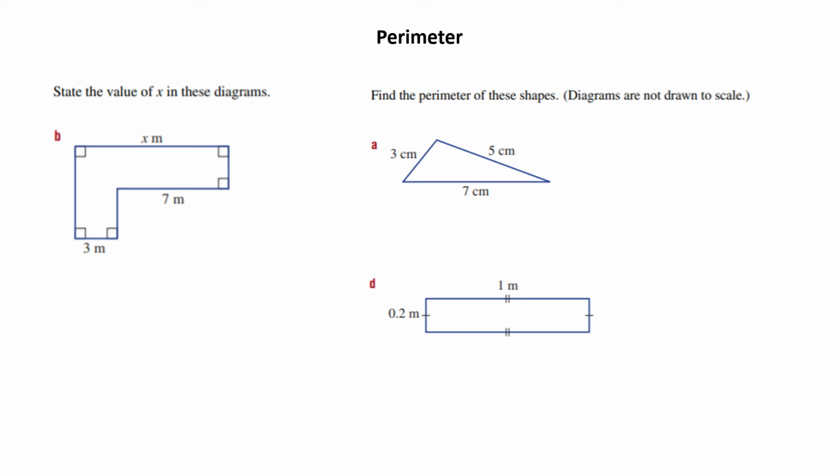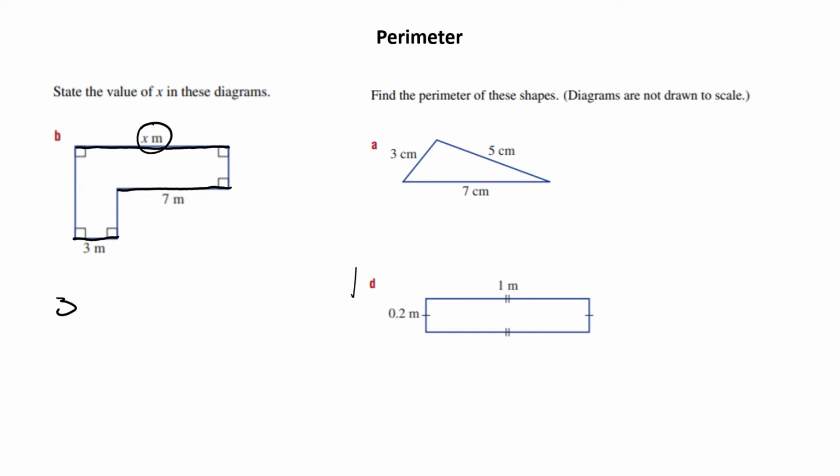So let's do some examples. This first part here is: state the value of x in these diagrams. A question like this is where, if you remember the previous slide, it said the unknown lengths of some sides can sometimes be determined by considering a given length of other sides. I know it's a lot of words when I say it like that, but what it means is if I want this value here, what I can look at is that value and that value, because it's the same distance along that path. So if x is equal, it would be equal to 7 plus 3.